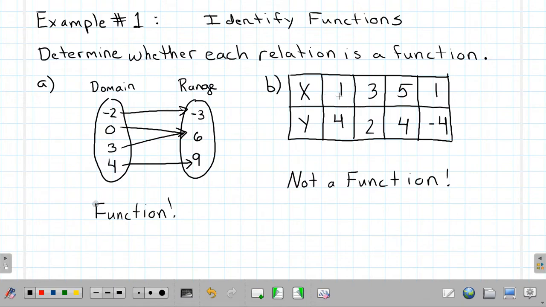Okay, and why? Well, look at the x's. We have 1, 3, 5, 1. And as soon as we see that second 1, there should be alarms going off in our head, okay? But let's look at the y's. 4, 2, 4, -4.